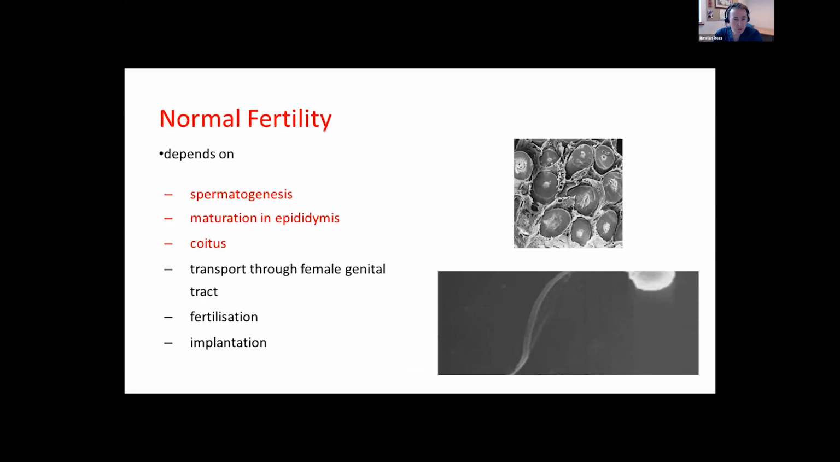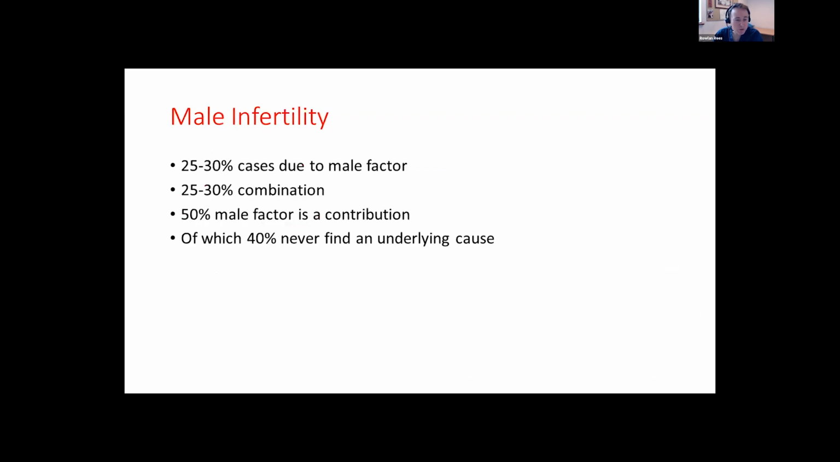So here we go. Normal fertility, as you well know, relies on healthy spermatogenesis, maturation of sperm within the epididymis, successful intercourse, and those topics there in red are really the remit of the male doctor, the andrologist or the urologist, and the rest of the pathway there, generally the domain of gynecologists.